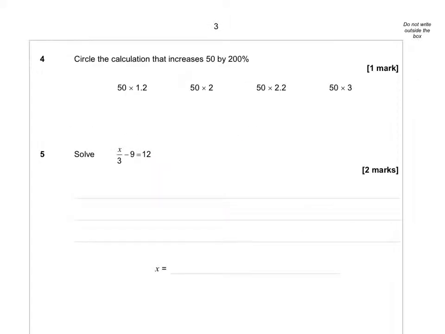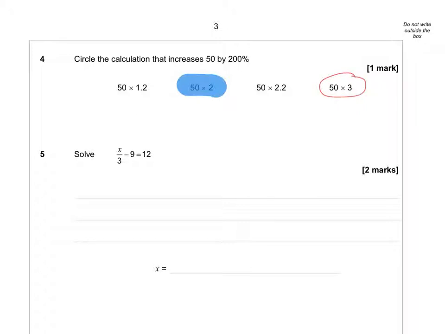First question that we're going to take a look at then is question 4. Not because it's a particularly difficult question, just that it's one that students often get wrong. Because the question is saying increase 50 by 200%, the one that students normally go for is 50 times by 2. This is actually incorrect, as if you're timesing something by 2, you're actually increasing it by 100%. So to increase 50 by 200%, we're going to be doing 50 times by 3.